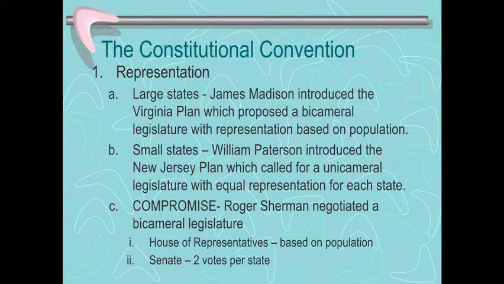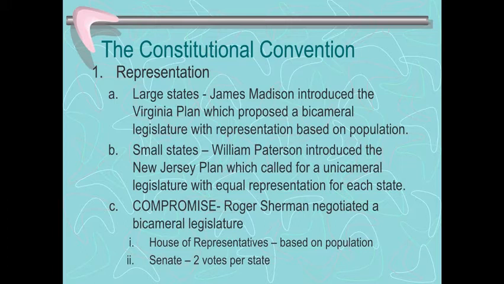The smaller states, on the other hand, were led by William Paterson, and he introduced something called the New Jersey Plan, which called for a one-house or unicameral legislature with equal representation for each state. So each state got a vote, and therefore it would be equal no matter what your population was. They had to come to a compromise since the smaller states wanted equal representation, and the larger states, since they wanted their population counted, would want more representation than the smaller states and thought they deserved to have that.